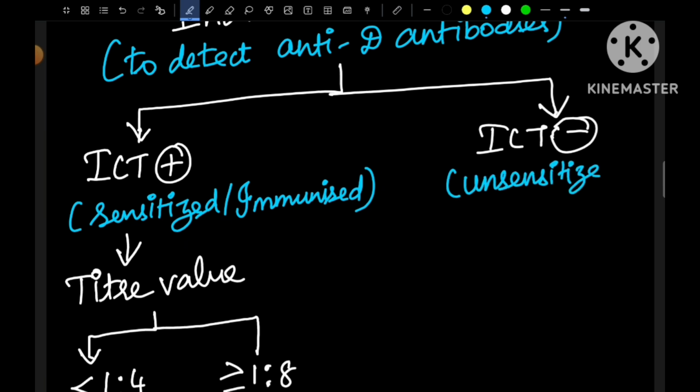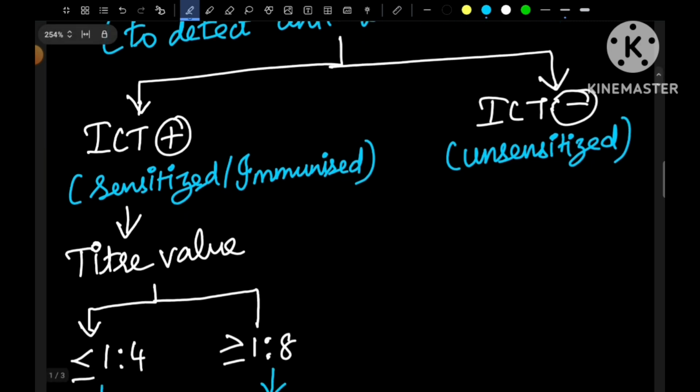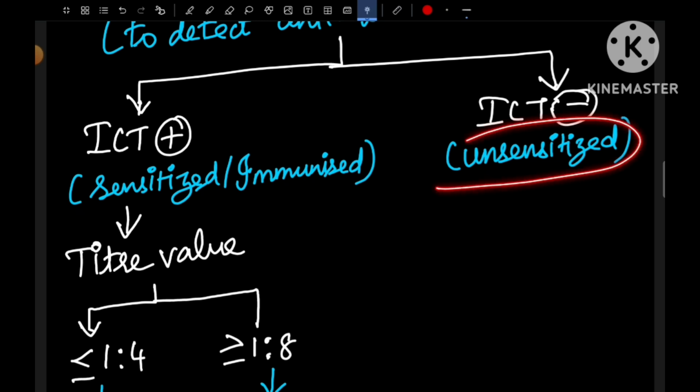ICT negative means it is unsensitized. What does this mean? This means that we need not worry about this, because ICT is negative. So there are no antibodies. There is no anti-D antibodies coming to attack the fetus. That's the inference from this result.